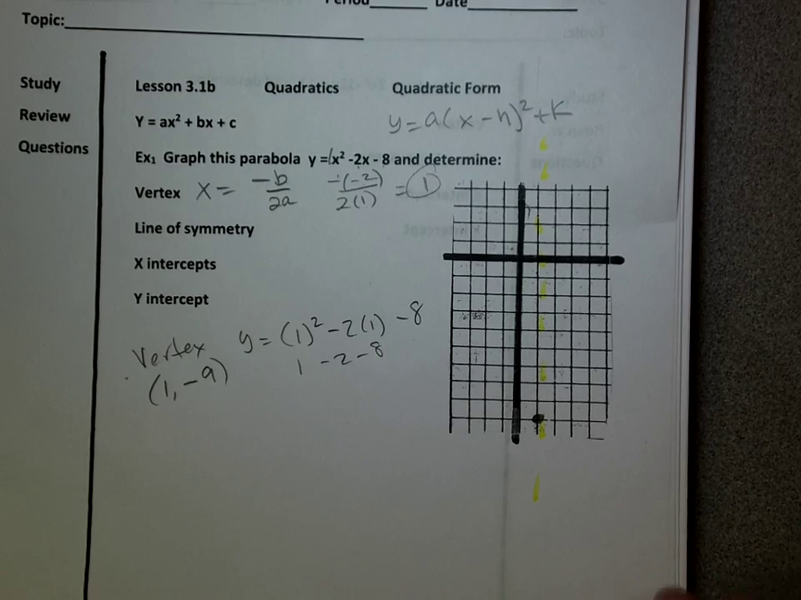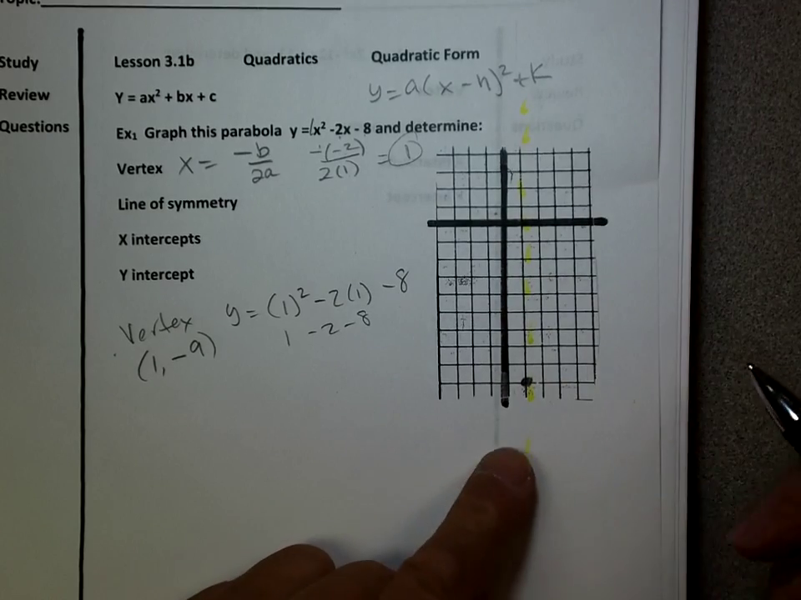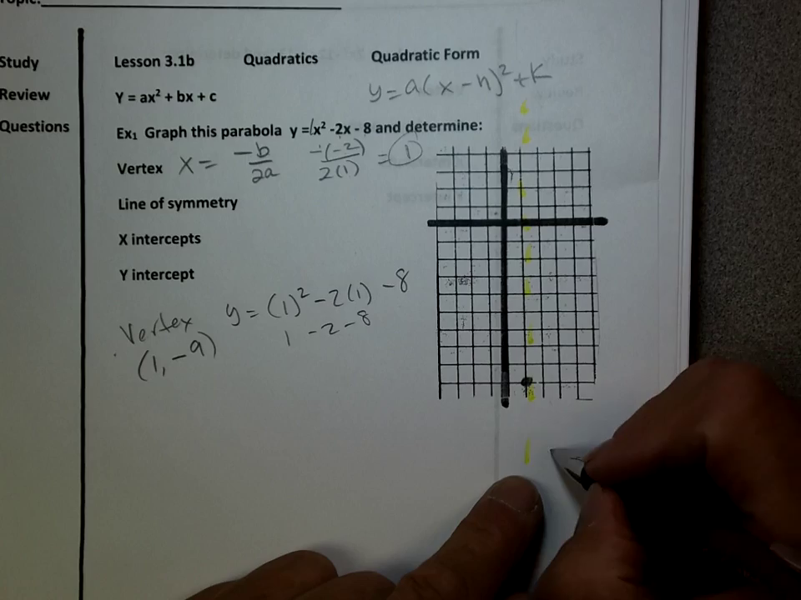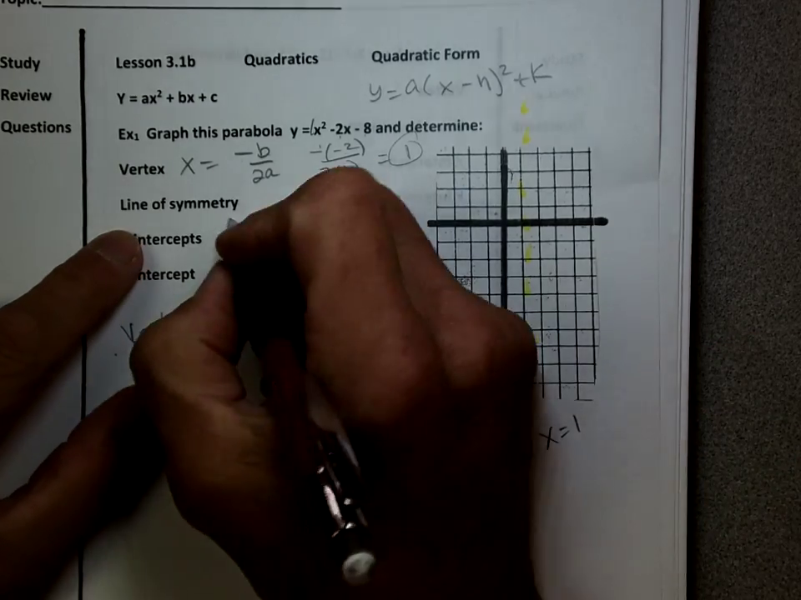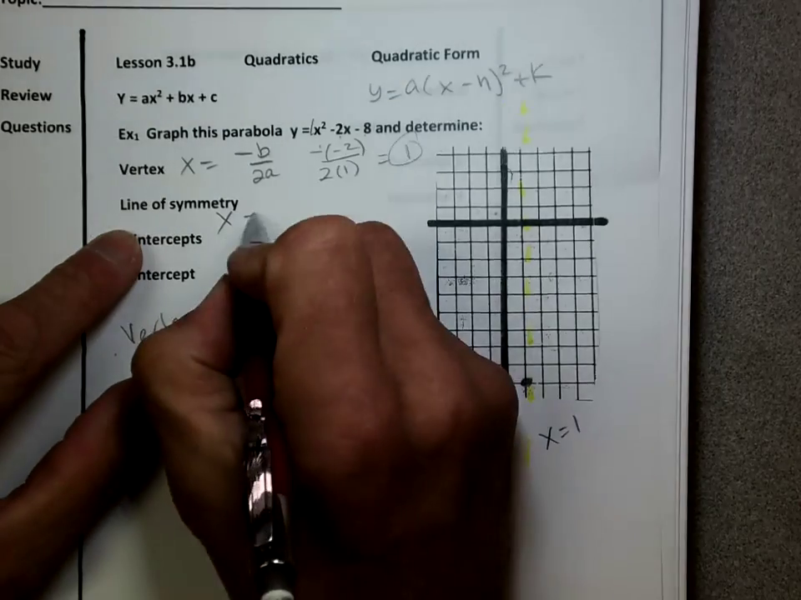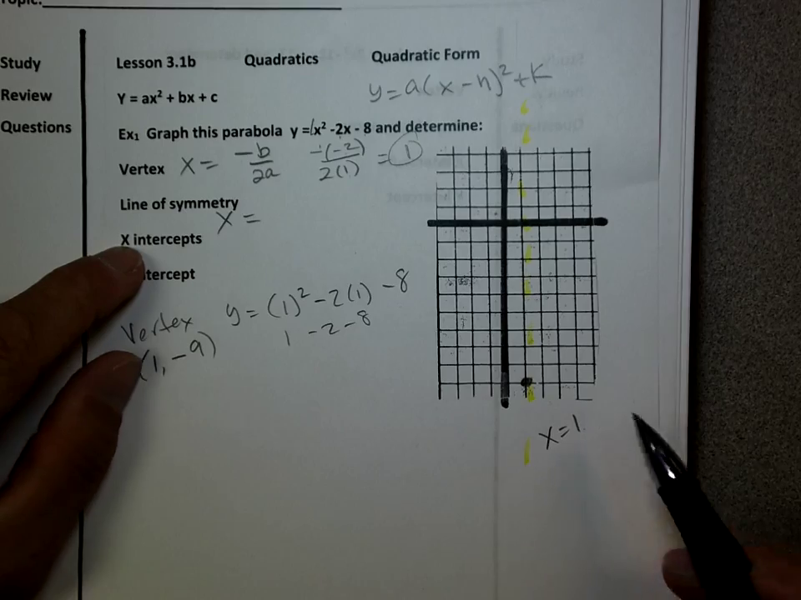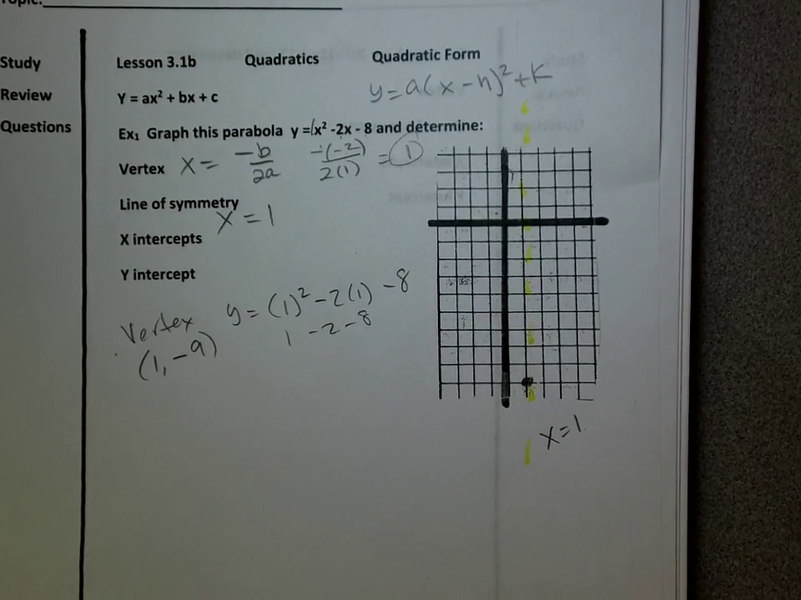My line of symmetry always goes through the vertex, and it's a straight up and down line, an x equals equation. Any vertical line is an x equals equation. In this case, it's x equals 1. It's always going to be x equals the x value of your vertex. All right? Now, we need more points to graph it.